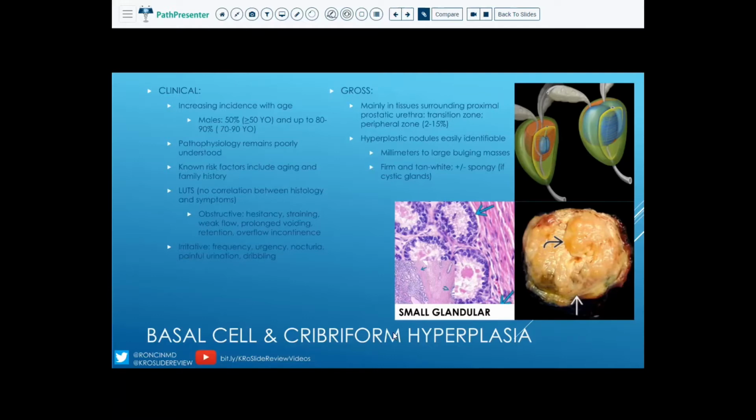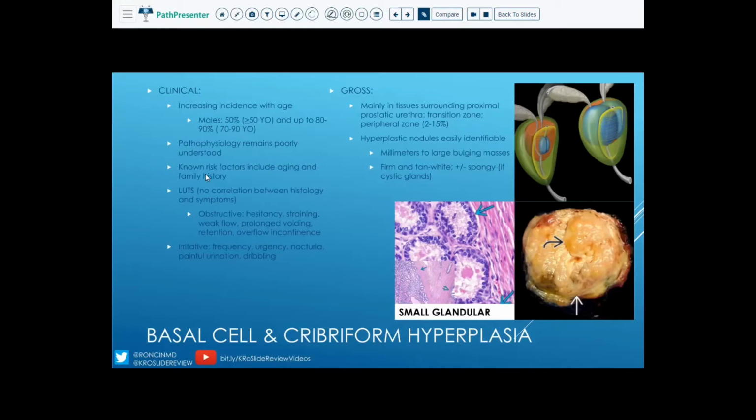And these are relatively common lesions, and we see that it increases with age. So when men are around 50 years old, about half of them will have some form of hyperplasia. And when they reach 70 to 90 years old, that actually starts to approach 80 to 90%. We don't really know exactly why this happens. We know it has to do with hormones to some degree, and there are risk factors, including aging and family history. So both of these things being things that you can't control. So we don't really have correlation with things like diet or exercise, obesity, those kinds of things.